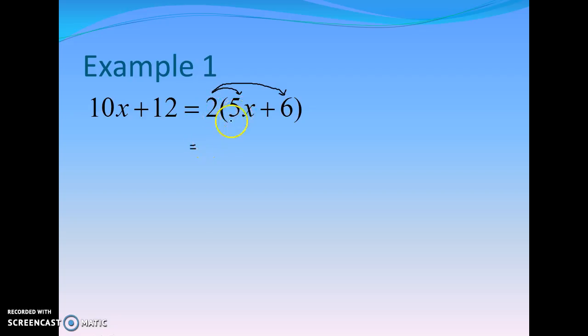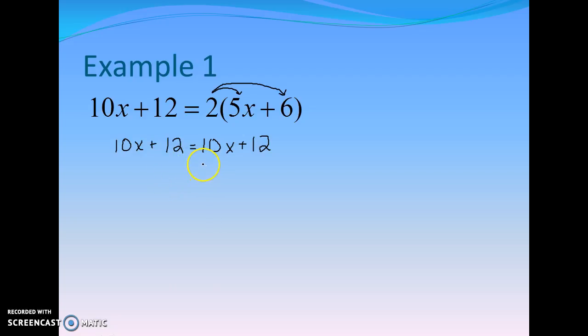So 2 times 5x is going to give me a 10x. And then 2 times 6 is 12. And of course, you want to remember to take that plus sign and drop that right down in between those. You don't want to lose that operator symbol. Now on the left side, everything's going to remain the same. We just had a 10x plus 12 over here. So I'm just going to drop that down.